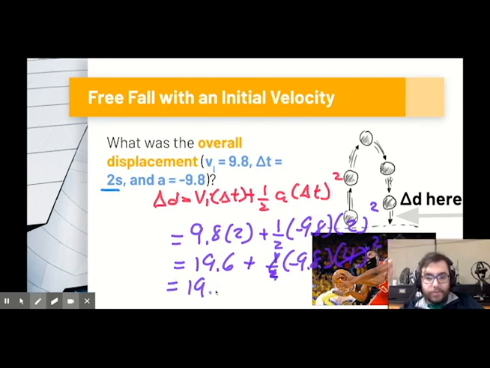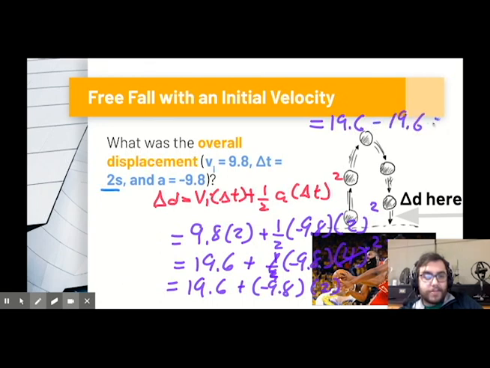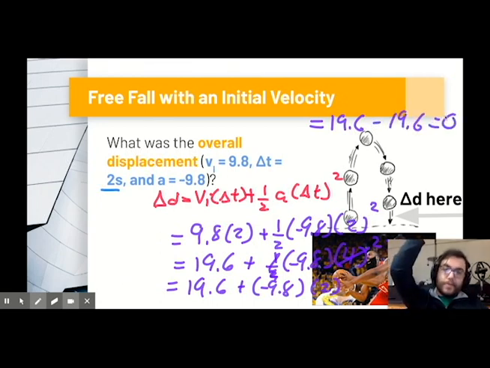Now we have 19.6 plus negative 9.8 times 2. 2 times negative 9.8 will just be negative 19.6. So 19.6 minus 19.6 is, oh my goodness, equal to 0. Because it was thrown up and lands straight back down. So that makes sense that the starting point and the ending point give us a value equal to 0, since they both started and ended at the same point.